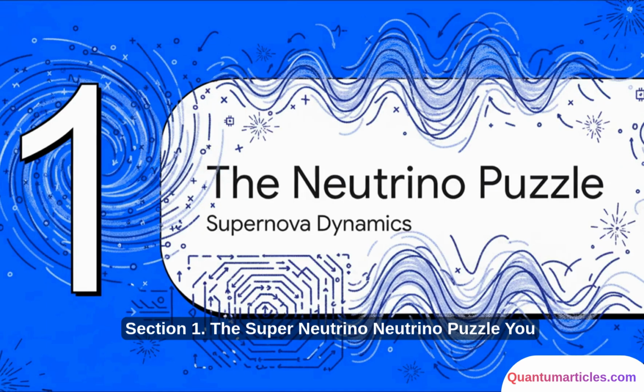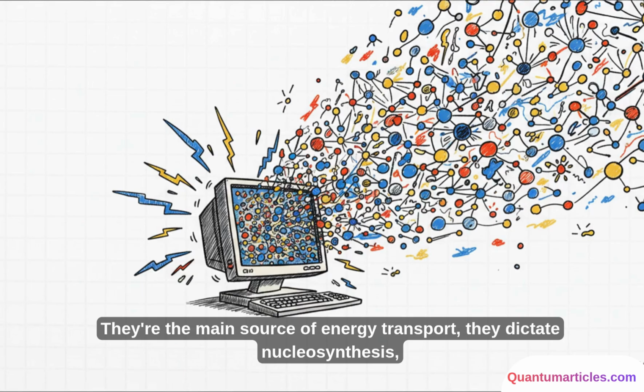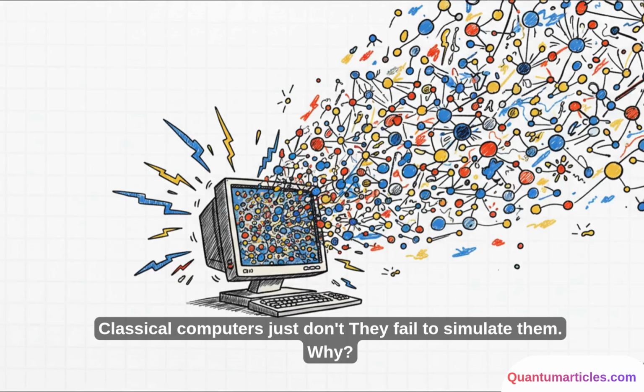The supernova neutrino puzzle. You see, neutrinos are basically the absolute dictators of a star's death. They're the main source of energy transport, they dictate nucleosynthesis, and really, they're our sole direct probe into the core dynamics of the collapse itself. But here's the major problem. Classical computers just completely failed to simulate them.